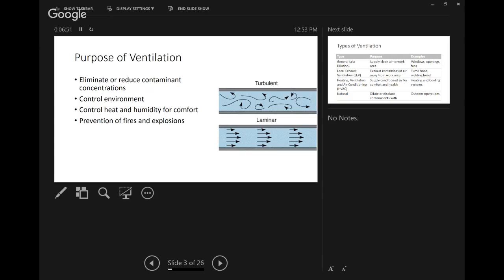But with ventilation, you want to either dilute or remove the contaminants. It also is for comfort. So we heat and cool the air. We may even either add or take away moisture from the air. In Arizona, we probably more likely want to add moisture to the air. In South Florida, or I don't know, just in the South, maybe you want to desiccate or dry the air.